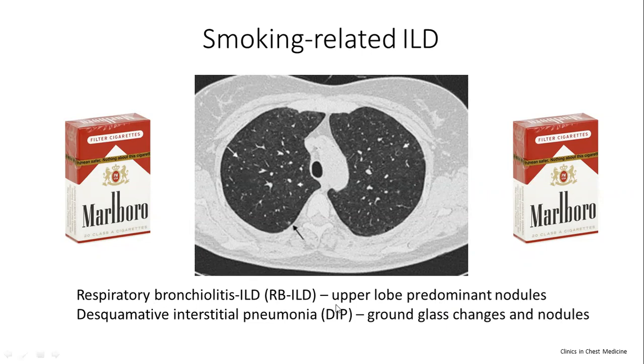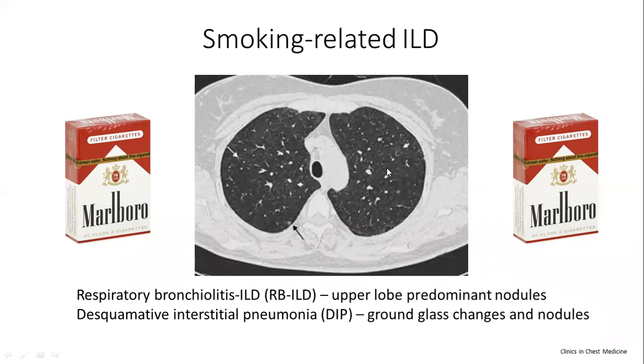So RB-ILD, respiratory bronchiolitis ILD, is upper lobe predominant little nodules. So there's an example of one. There's one. There's one. A lot of times our smokers get a low-dose CT for lung cancer screening, and they have little nodules, and they're like, well, what is it? Is this cancer? If it's not cancer, what is it? And a lot of times it might just be this kind of chronic inflammation causing nodules to come up, but it's called respiratory bronchiolitis ILD.